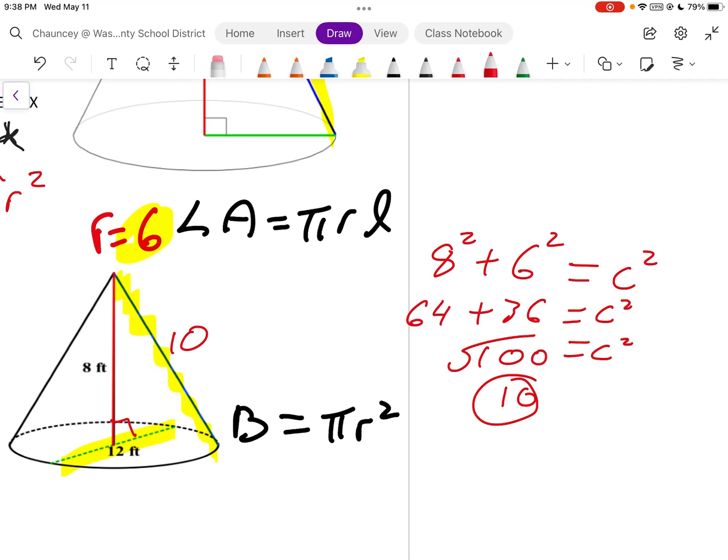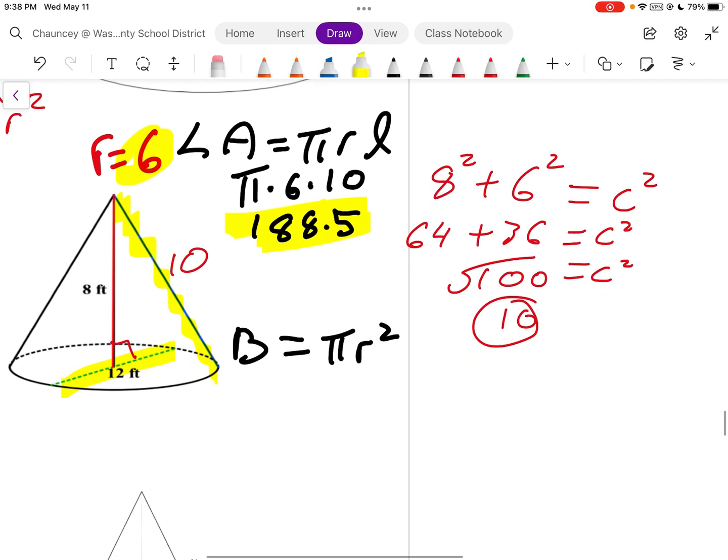So now we can rock and roll and plug this in. We have pi times our radius, which we said was 6, times our slant height, which is 10. You plug that in, that's 60 pi, and 60 pi gives you 188.5. So now we got that piece of the puzzle. So our base, or the area of our base, we're going to end up finding out is pi. Oh, sorry, let me delete that.